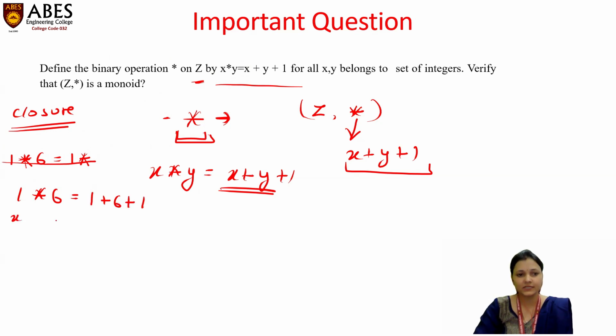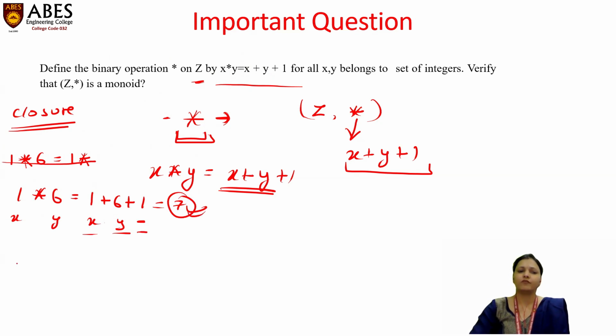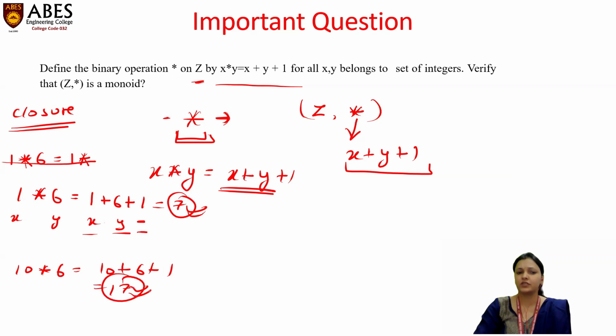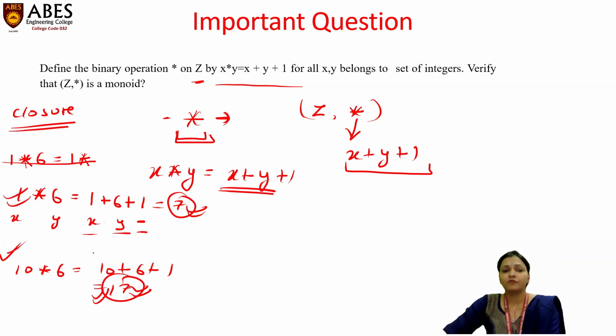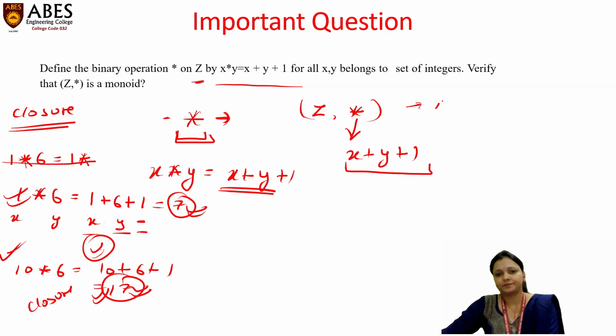This is the definition. This is x, this is y. Here x plus y plus 1. This operation is defined this way. So we will get 7. 7 is also an integer. So 7 belongs to this set. We will check for any other values. 10 and 6: the definition says 10 plus 6 plus 1, which will be 17. 17 is also an integer. So if we check for any two values, we will get a value which is an integer. So closure property is satisfied. Hence this is an algebraic structure.